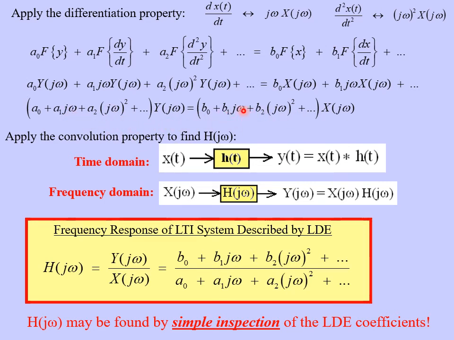When we take this equation and solve it for Y over X, we get the following. We get all of the b coefficients, which were in front of x, divided by all the a coefficients, which are in front of y. So we've got b naught plus b1 j omega plus b2 j omega squared, and keep going as needed. On the bottom, we have a naught plus a1 j omega plus a2 j omega squared, etc.